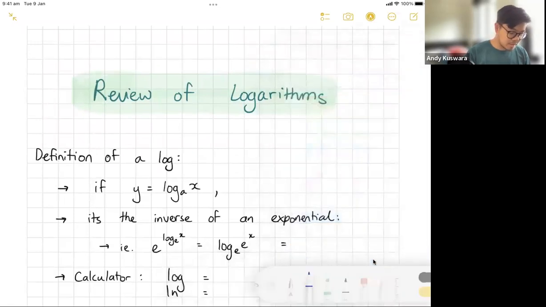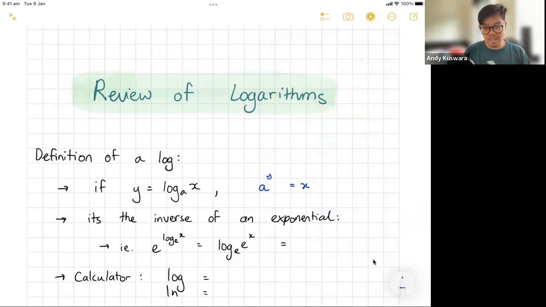The definition of a log: if y equals log_a x, then basically what that means is we have base to the power equals our numeral. So a to the y equals x. And so that's how we interchange between the two. And we'll have a little bit of practice between how to convert those between logarithmic form and exponential form.